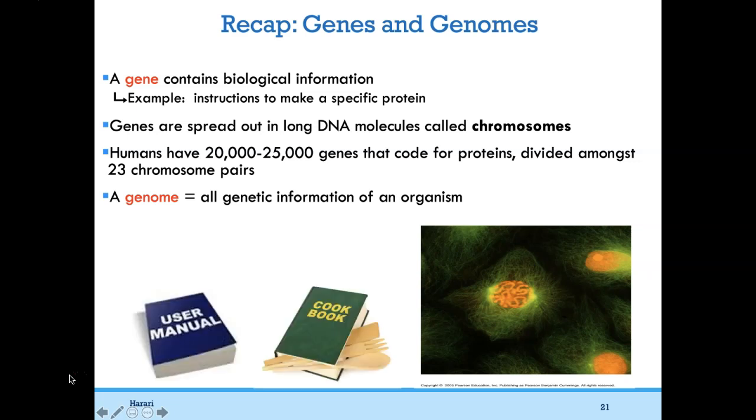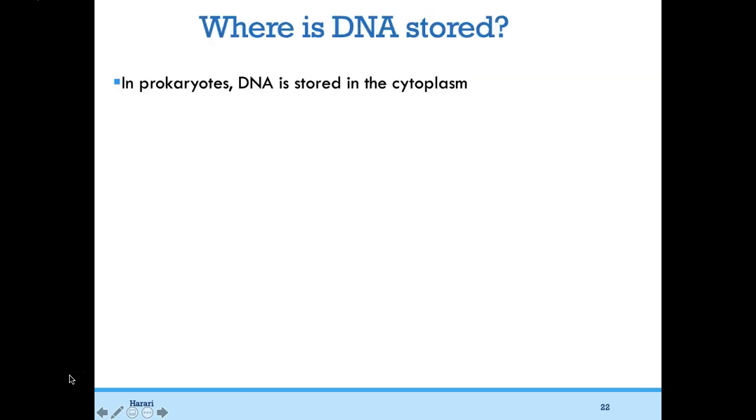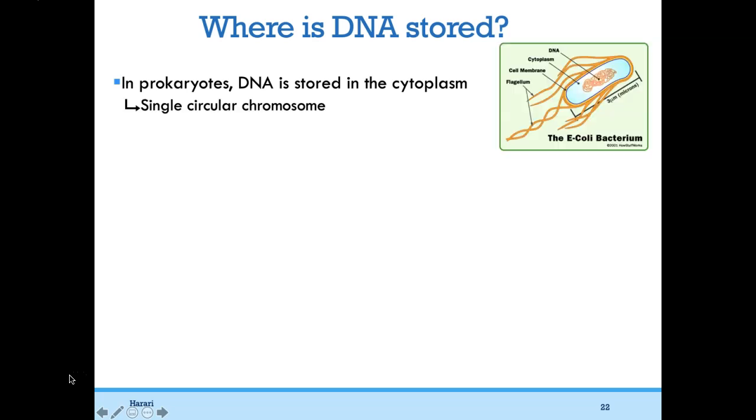So the genome, you could think of it as like a user's manual or like a cookbook. And the genome, like a cookbook, has a bunch of different recipes on how to make different proteins. Where is the genome stored? In prokaryotes, the DNA is stored in the cytoplasm, and they have a single circular chromosome. It's located in a nucleoid region of the bacterial cell, but it's not very complex.